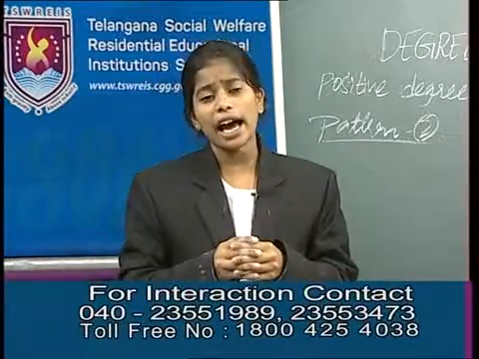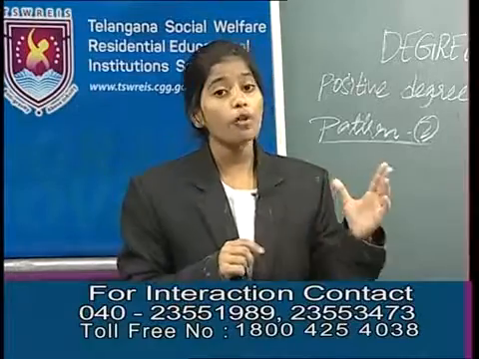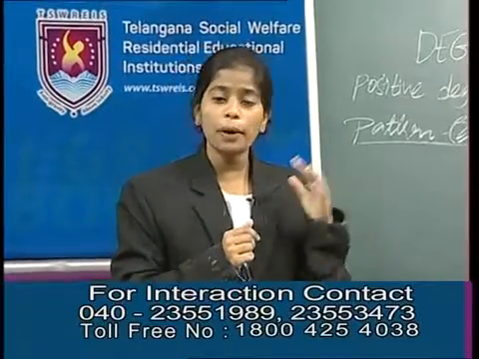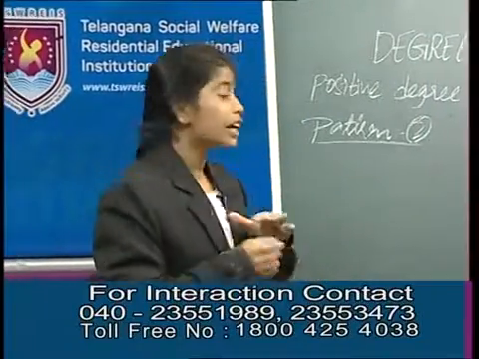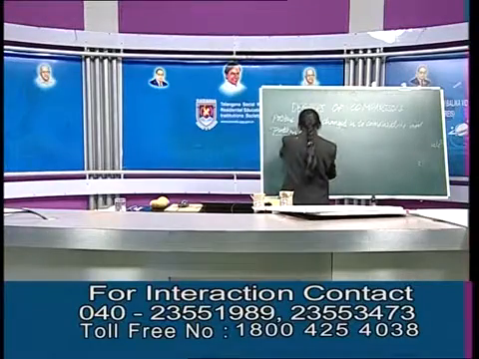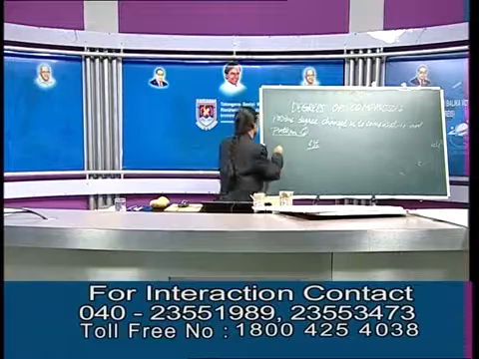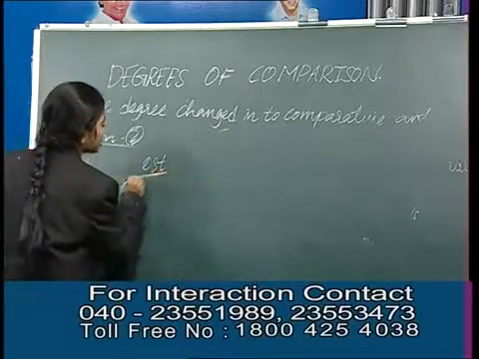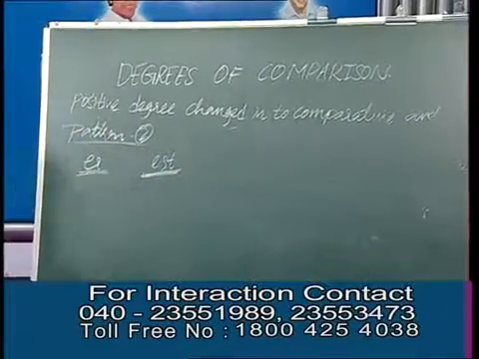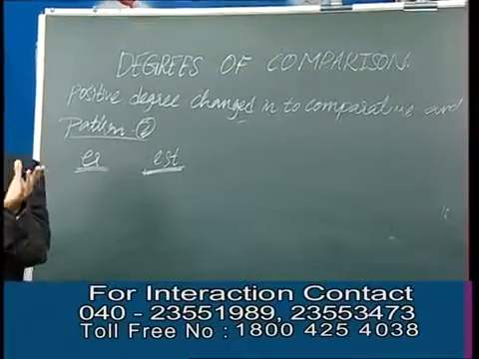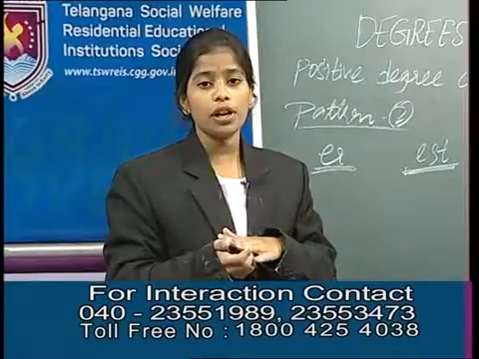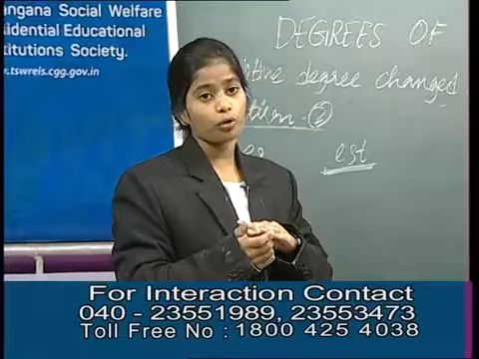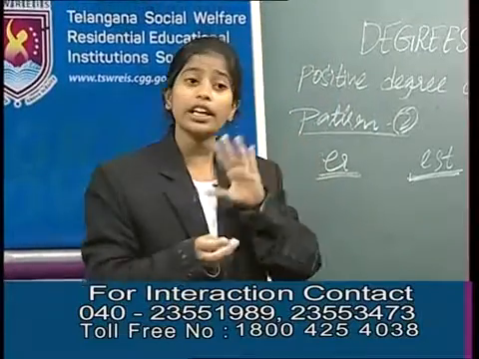And just now we discussed that most of the comparative forms are formed by adding -er to the positive form of the adjective, and most of the superlative forms are formed by adding -est to the positive form of the adjective. So friends, when the adjective has more than one syllable, the word doesn't add -er or -est to the positive form of the adjective. So it is a rule that we can't use.